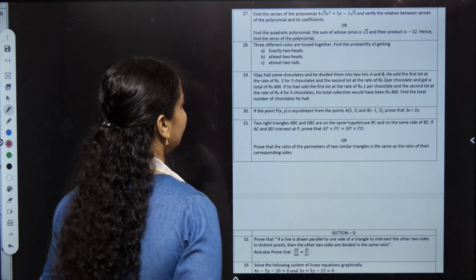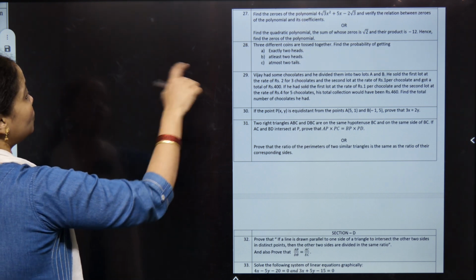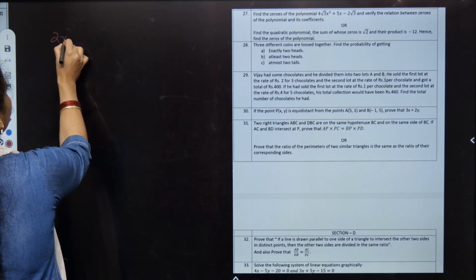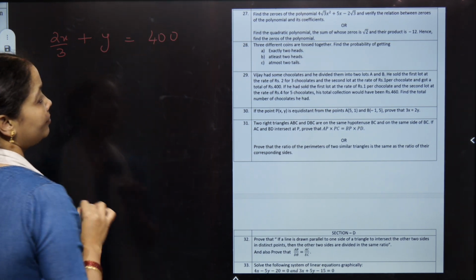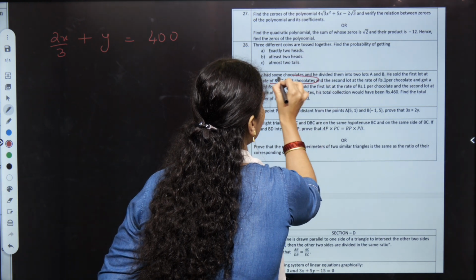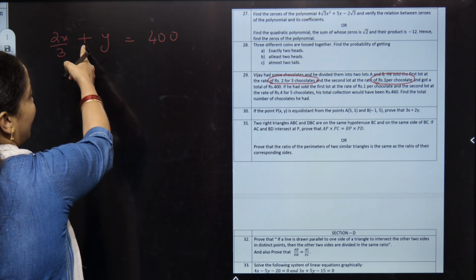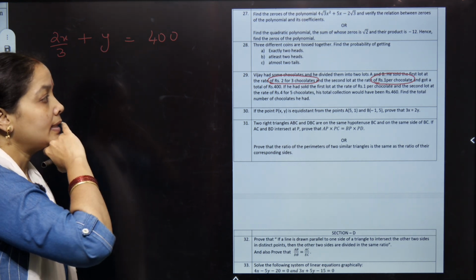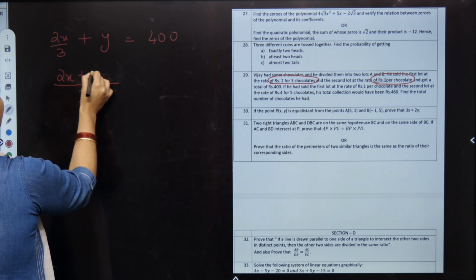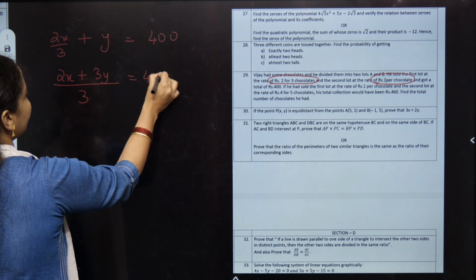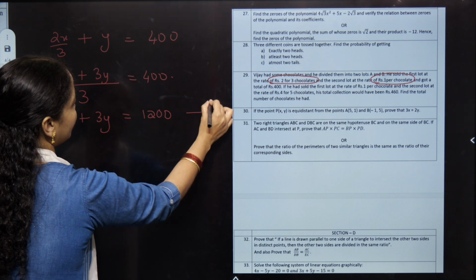Therefore, I can say that if he is taking x chocolates at 2 rupees for 3 chocolates, 2x by 3 plus y will give me 400. Why? Because 2/3 of a rupee per chocolate for the first lot, and 1 rupee per chocolate for the second. So 2/3 of x added with y gives me 400. Taking LCM here, this is giving me 3. 2x plus 3y equal to 1200. This is my first equation.